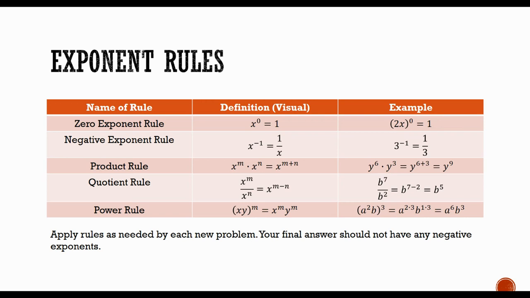Now, when you're looking at new problems each time, you're going to apply these rules as needed. There's not necessarily one rule that has to come in before the other, but make sure you apply the rule all the way through. If you're doing power rule, carry it through to everything. If you're doing product rule, make sure you're combining things with like bases. At the very end of your problem, make sure there are no negative exponents left. You should always have positive exponents for your final answer.